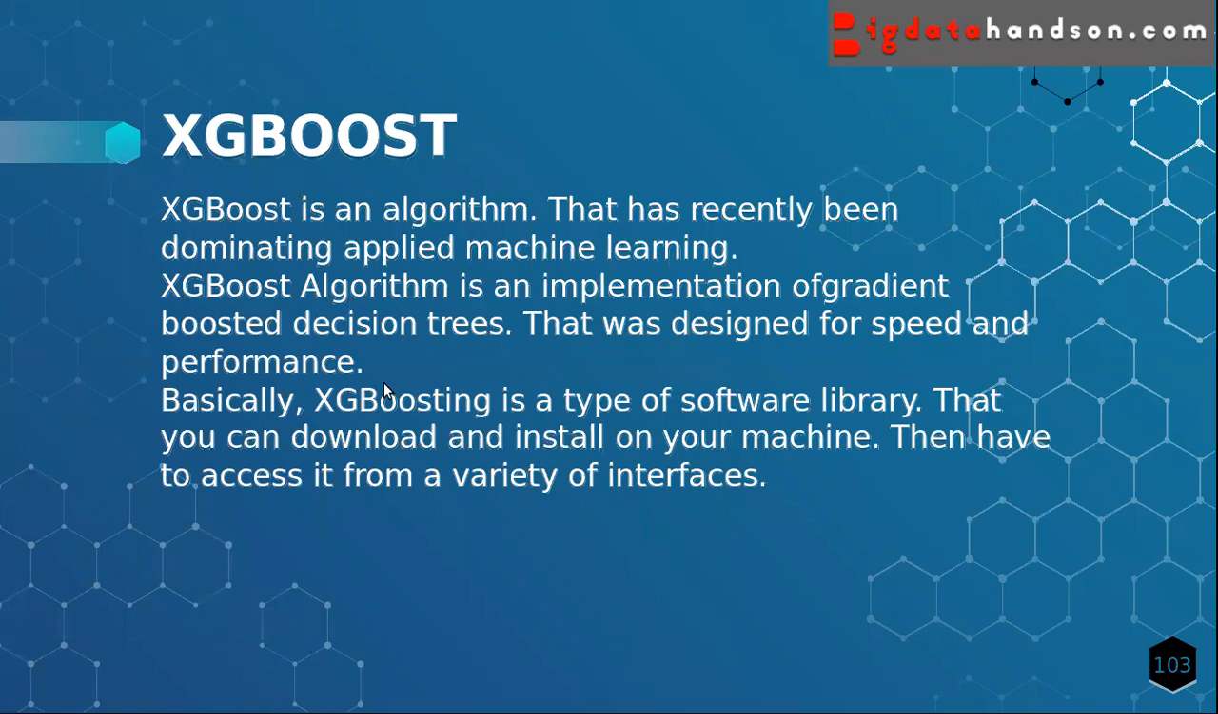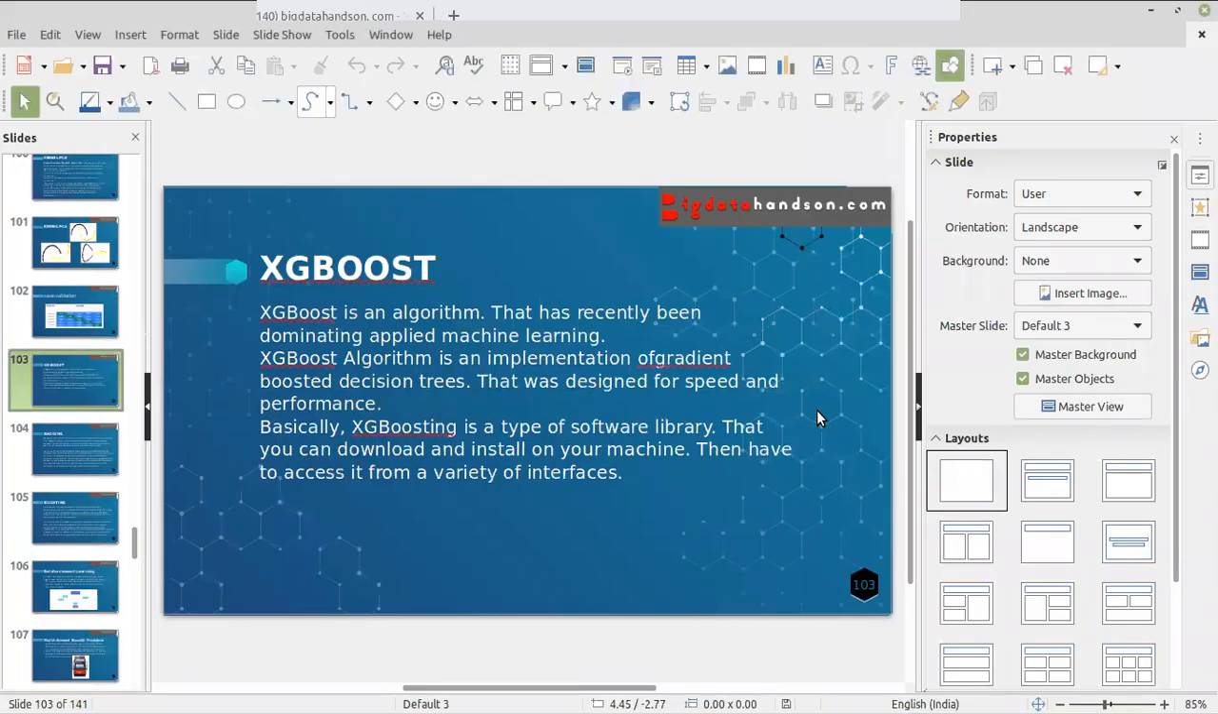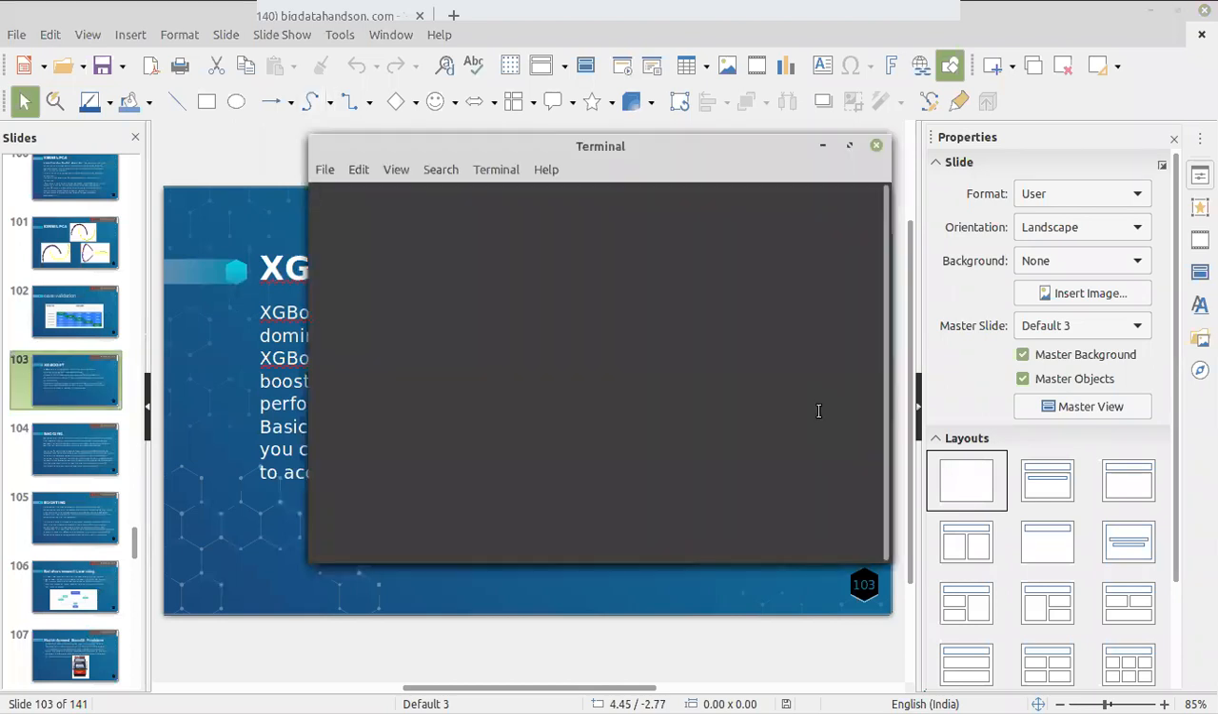So basically XGBoost is a type of software library. So you have to install it. This is a third party library that you can download and install on your machine. Then you have to access it from a variety of interfaces. So first we'll try to download and install it. Open up a terminal or command prompt in Windows, and then type this command.